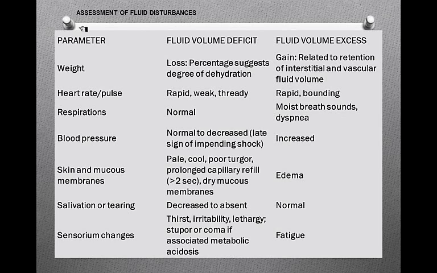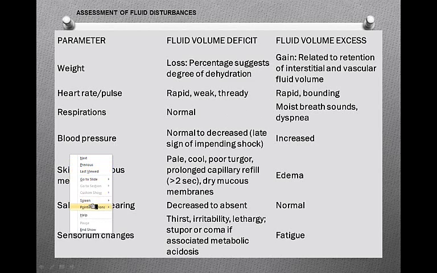Okay. So when you're assessing your patient with a fluid disturbance, you start with these parameters. If you're looking at weight, in a fluid volume deficit you're obviously going to have a weight loss, and a weight gain in fluid volume excess. For heart rate, you're going to have a rapid, weak, thready pulse in a deficit, a rapid bounding pulse in excess, normal respirations in deficit, and moist breath sounds and dyspnea with excess.